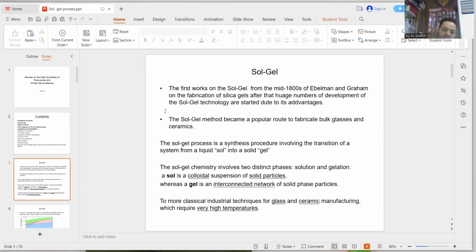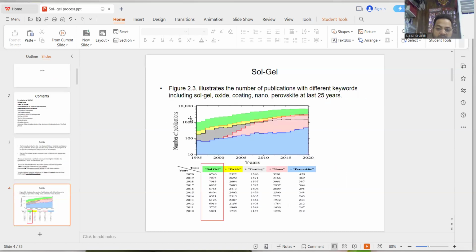After that, we will use temperature to make the solvents disappear, to make powder at the last step. Like I worked in my study, compared to more classical industrial techniques for glass and ceramic manufacturing, which require very high temperature, we will not use high temperature suddenly. It will be step by step.